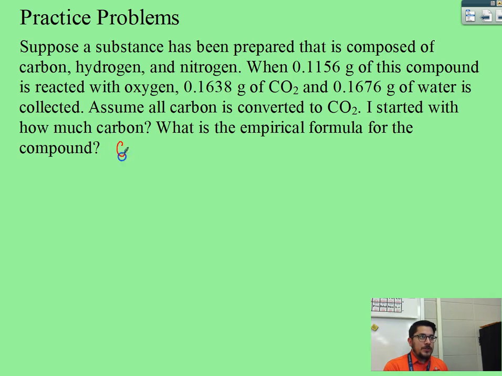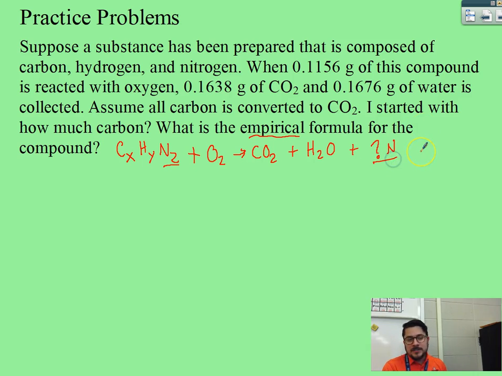So here first, here's a formula of what they're trying to say. I have some formula of CxHyNz, and I'm trying to figure out how much of each of them I have because I'm looking for an empirical formula. And it says it's reacting with oxygen, and I made CO2, and I made some water. Well, the nitrogen has to go somewhere, so I'm going to make something that has nitrogen in it. I don't know what it is, but something has nitrogen in it.